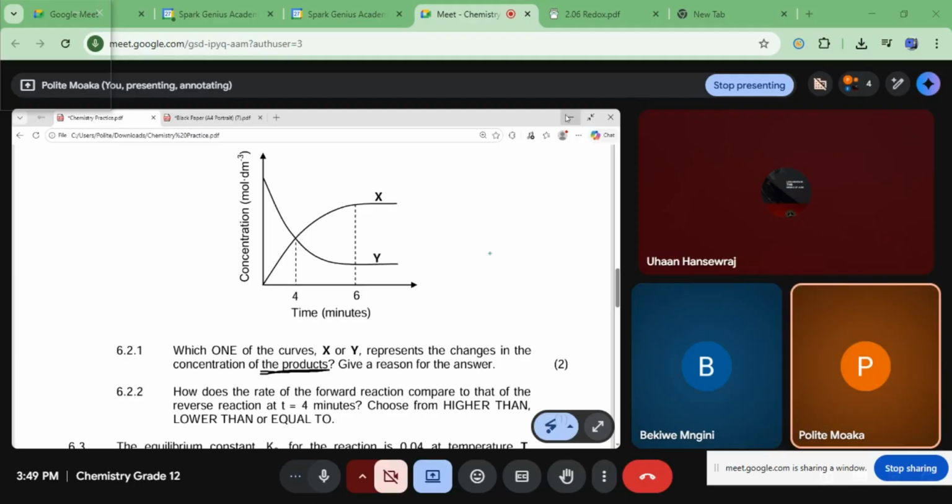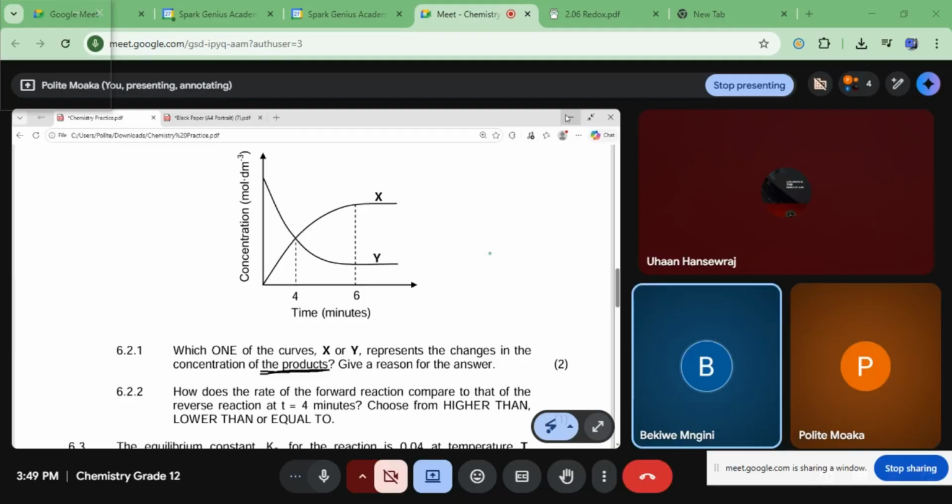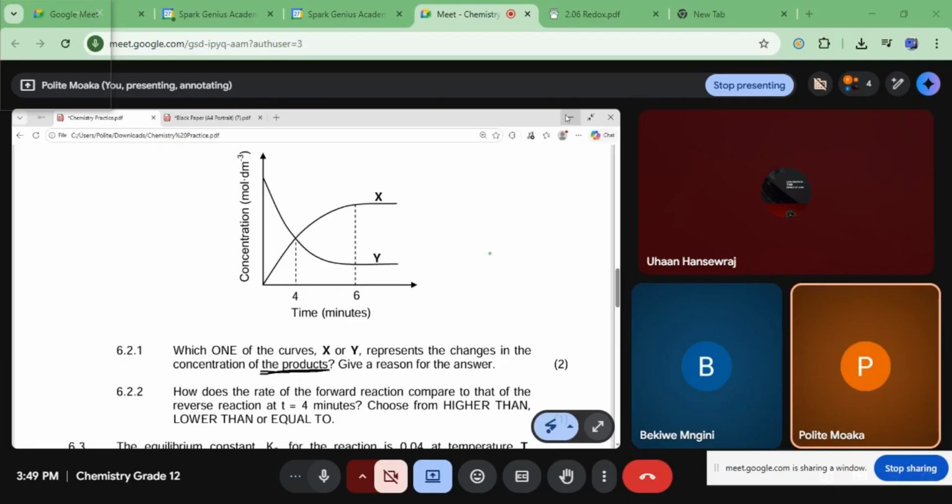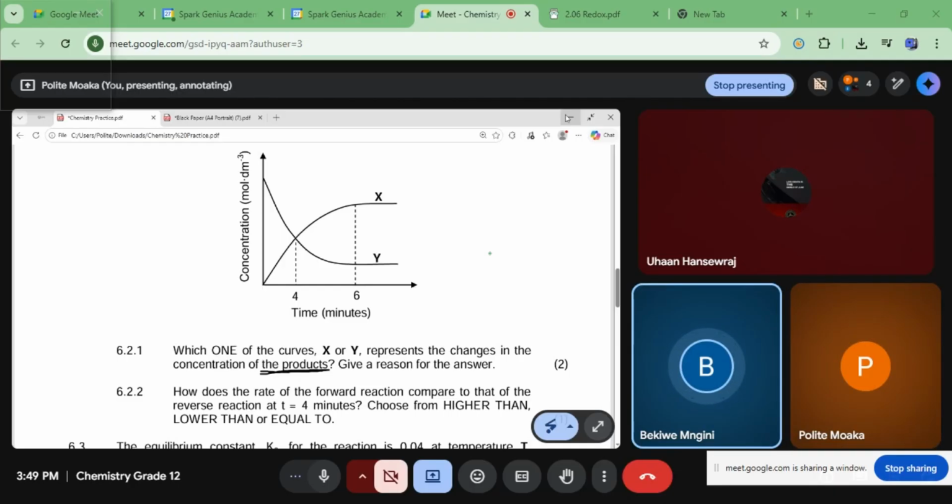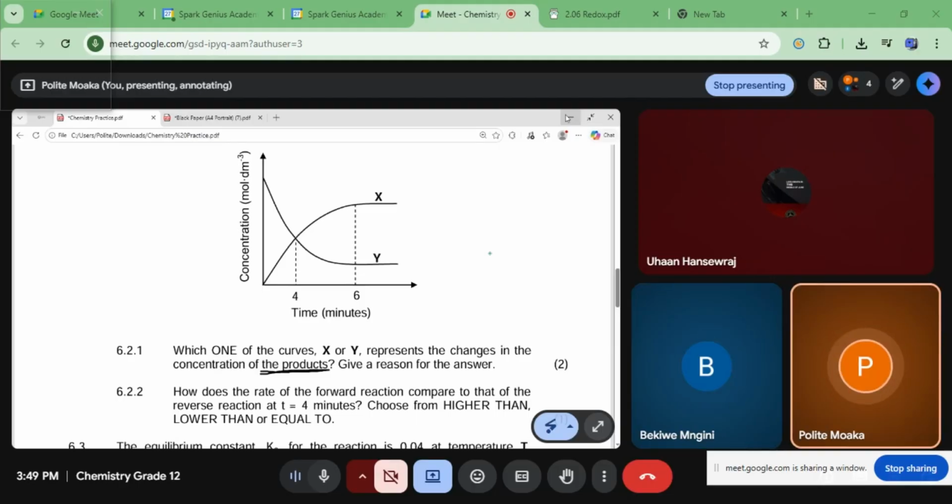Okay, you want me to give you a clue. When we calculate Kc and we use the RICE table method, for the initial number of moles of products, what do we put? Listen, when we do the RICE table method, what do we put for products initially? 0.